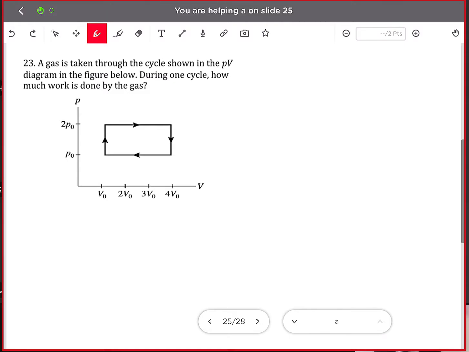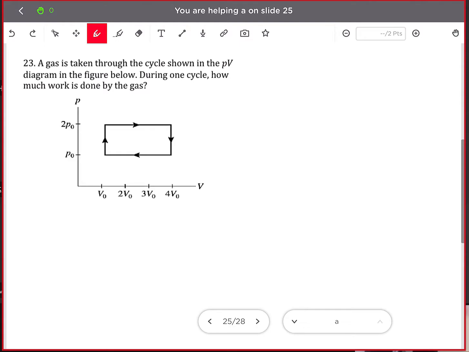All right, so this is a sample problem on PV diagrams. A gas is taken through the cycle shown in the PV diagram in the figure below. During one cycle, how much work is done by the gas? Now, just because this is a cyclic process doesn't mean that work is equal to zero.